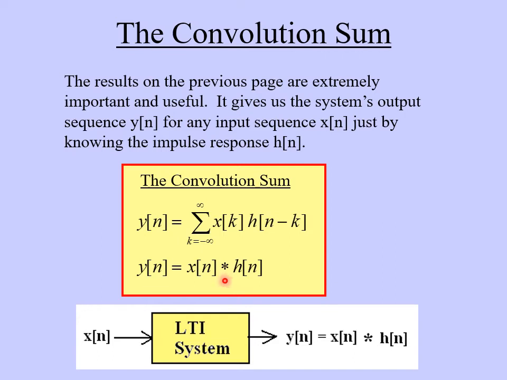So in signals and systems, the asterisk or the star doesn't mean multiplication, it means convolution. So y is equal to the convolution of x and h, and the convolution of x and h is given by this sum right here. Again, this tells us that whatever the input of the system is, the output is always equal to the convolution of the input with the impulse response h.